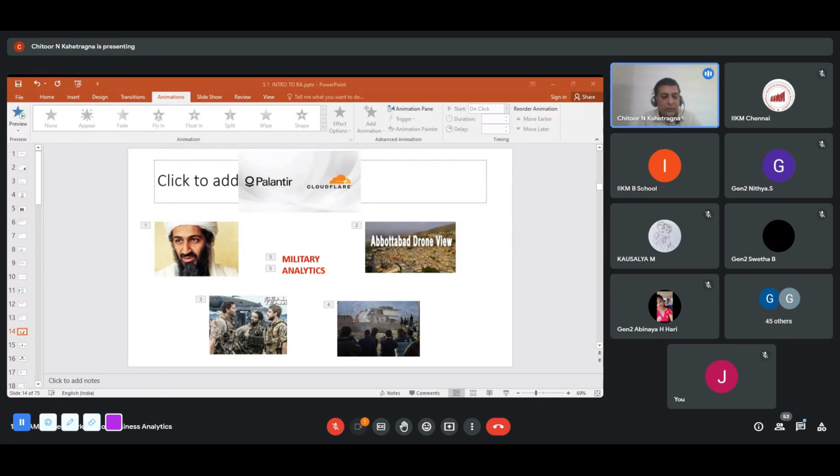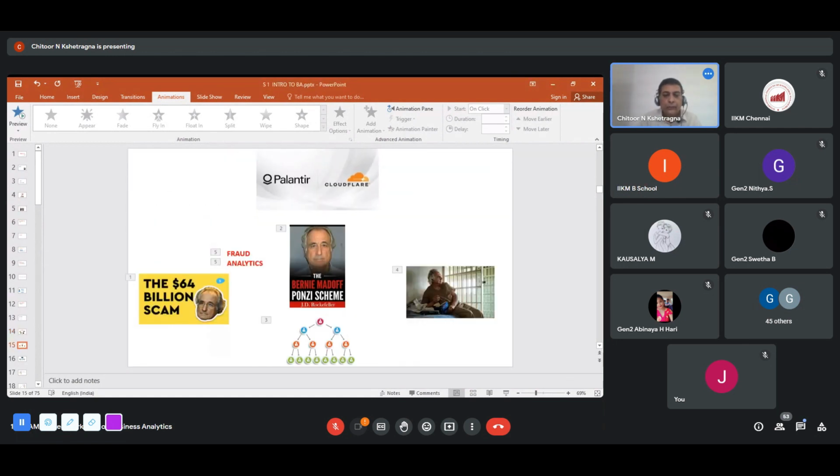And let me also share with you something very interesting that Palantir Technologies does. They do what's called fraud analytics. And this person who's there, Bernie Madoff, is in jail now. What he is famous for is called the Ponzi scheme. I just put it up in the chat. You can go and search on Google later. What is this Ponzi scheme? In the US, they call it a Ponzi scheme where you have multiple people lending to multiple people, so you really do not know where the money is coming from or where it is going. And that was a big scam.